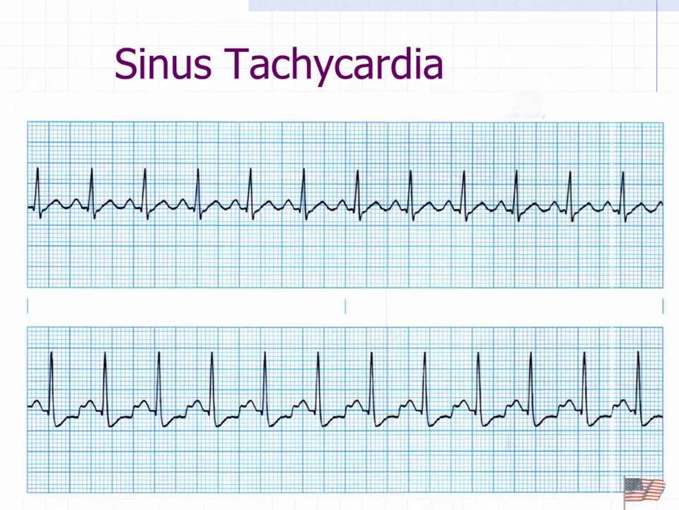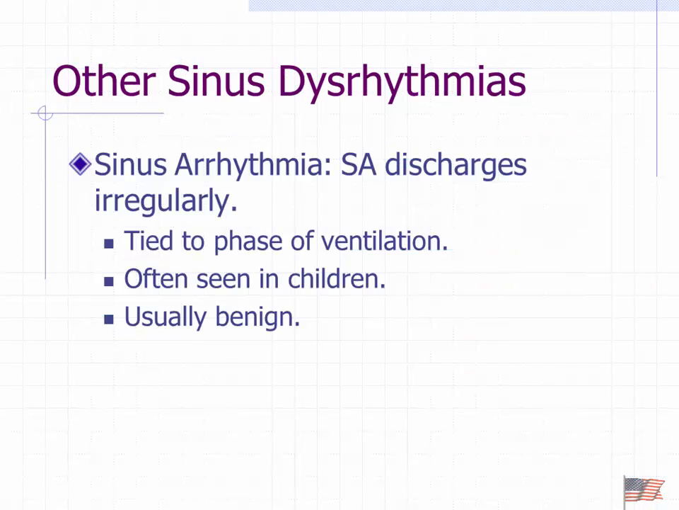Again, you should be able to determine the heart rate by using any of the four methods. I don't have my 6-second strip. Oh, I do have them. So 1, 2, 3, 4, 5, 6, 7, 8, 9, 10, 11, 12, 120. Okay? Sinus tach.